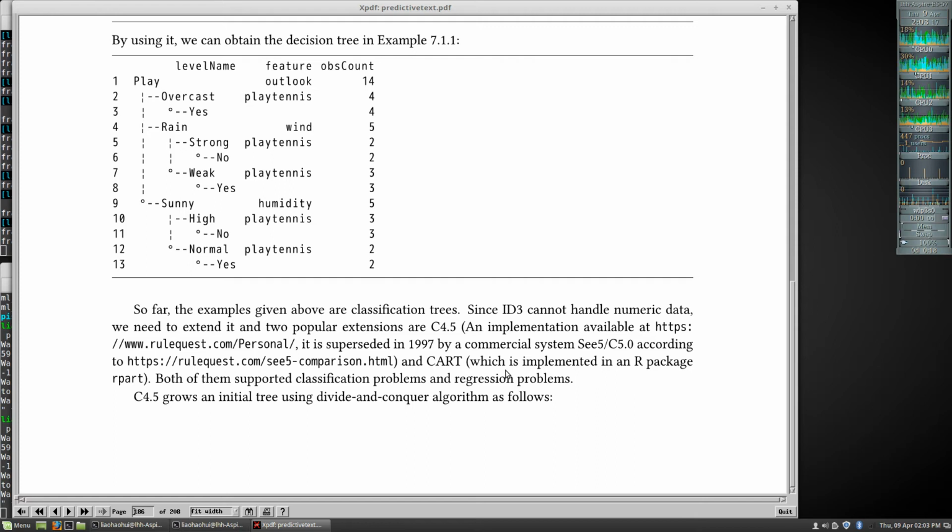The other thing which we are going to use in our practical class is CART. It's actually used in the tree package and also the rpart package. Tree is not as advanced as rpart. So I just put up the C4.5 algorithm on the next page, which uses divide and conquer. Divide and conquer basically means breaking down the problem into sub problems.